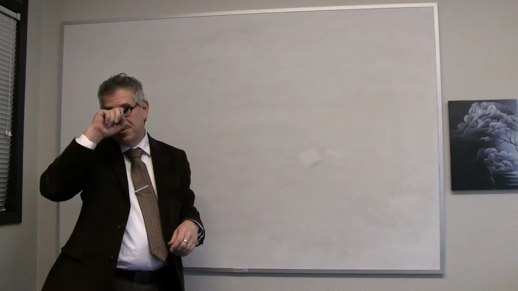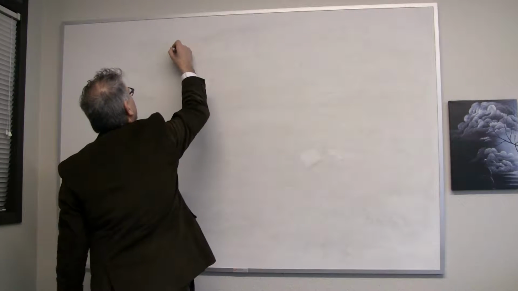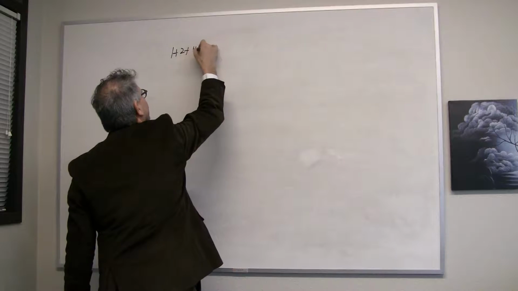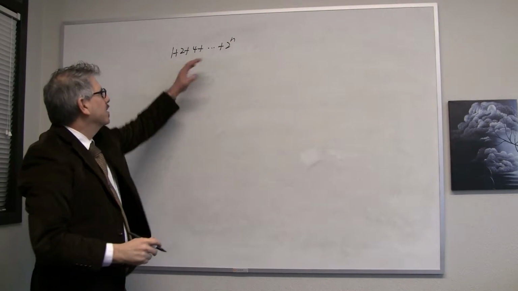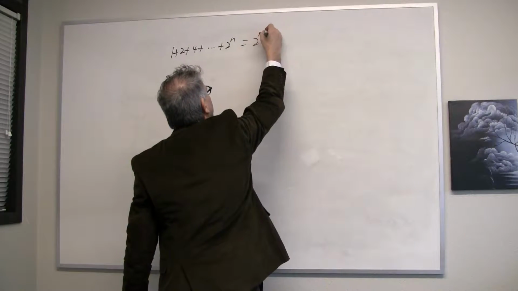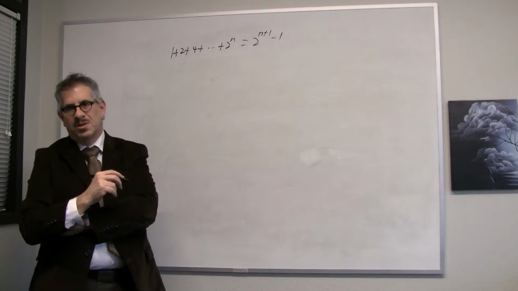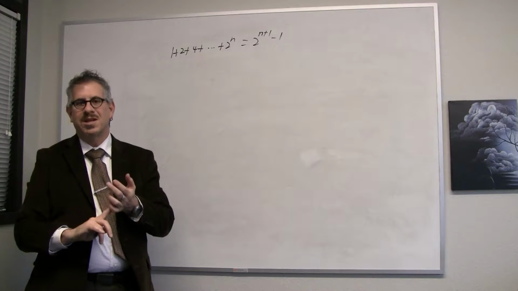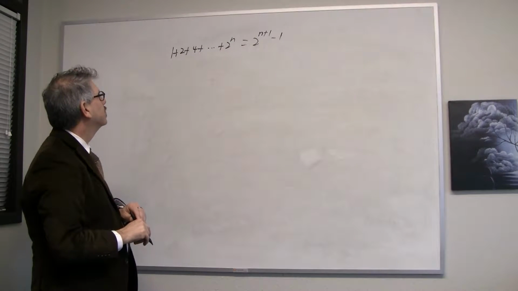Alright, let's use mathematical induction to prove something different. Let's prove that 1 plus 2 plus 4 plus all the way up to 2 to the n, so the sum of consecutive powers of 2, is equal to 2 to the n plus 1 minus 1. So 1 plus 2 plus 4 plus 8 is 15. That's 2 to the 4th minus 1.